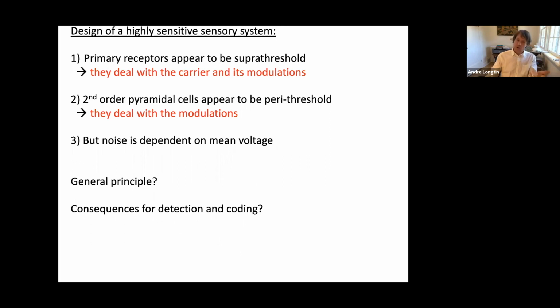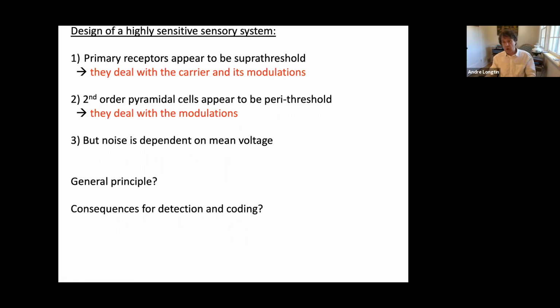But the second order cell appears to operate more peri-threshold. And it deals with the modulations, including the very small modulations caused by stimuli. So this is maybe an arrangement where you have suprathreshold dynamics at the periphery, and then at the next station you have subthreshold or peri-threshold dynamics, where noise can be assisting the detection process, and the noise will depend on the mean voltage. Is this a general principle?